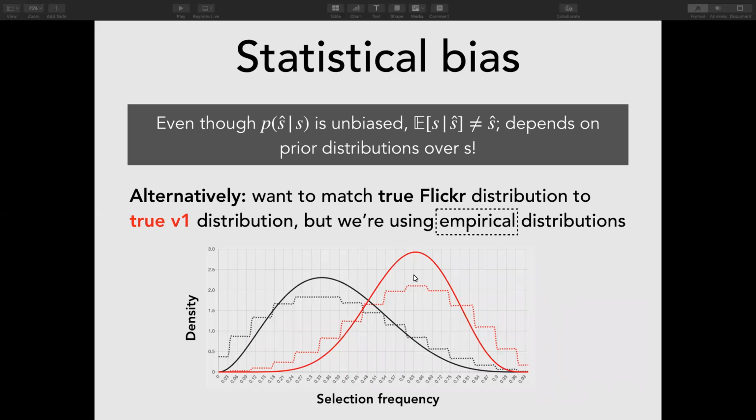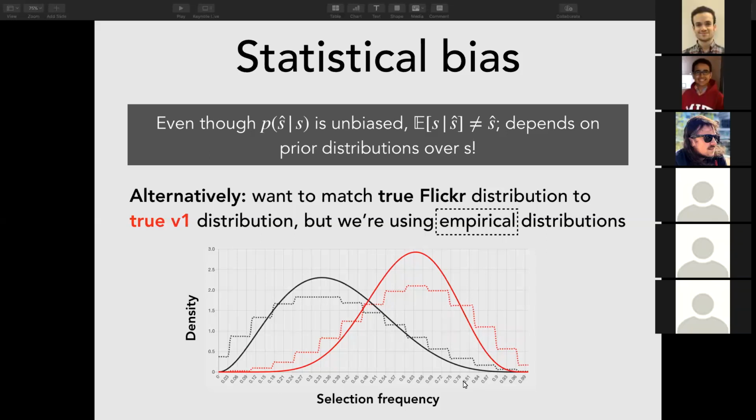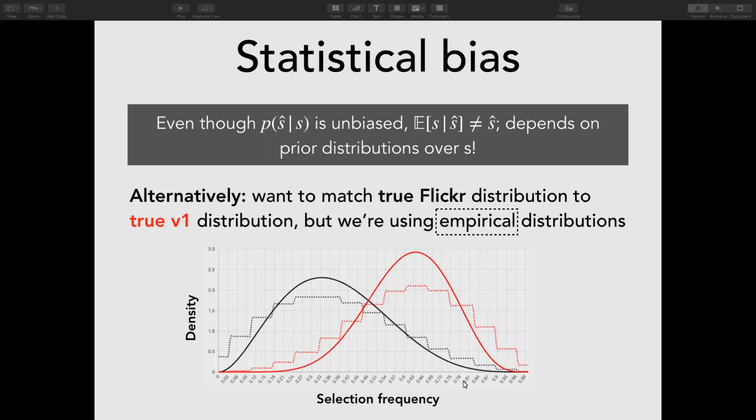Imagine here, just as in the last slide, the red function corresponds to the ImageNet-v1 distribution, and the black function corresponds to the Flickr selection frequency distribution. If that's the case, then the dotted black and dotted red lines respectively will correspond to the distribution of observed selection frequencies. Obviously it's going to be more dispersed than the actual true selection frequencies, because I'm observing these noisy versions. So you can think of the process as trying to match the red solid line and the black solid line, but doing it using samples from the black dotted line and the red dotted line. And so I'm going to match these two distributions incorrectly.